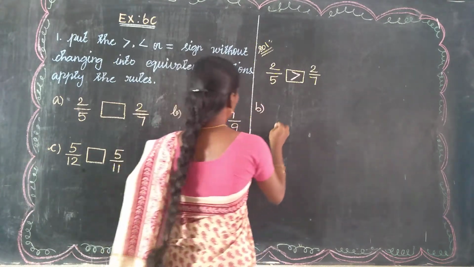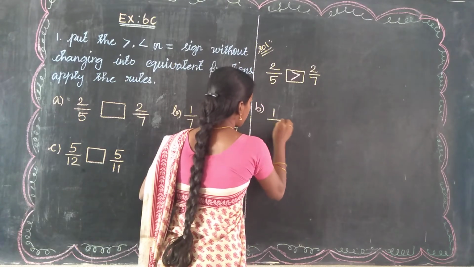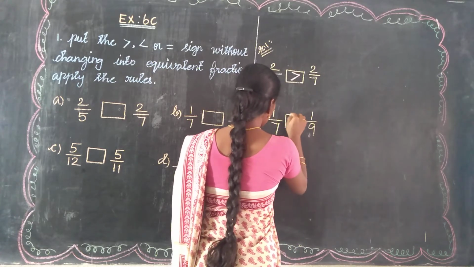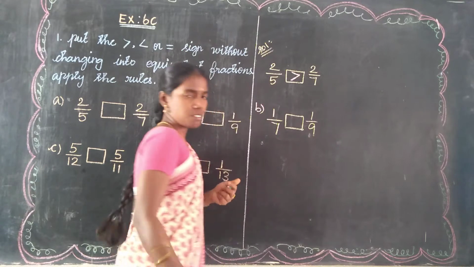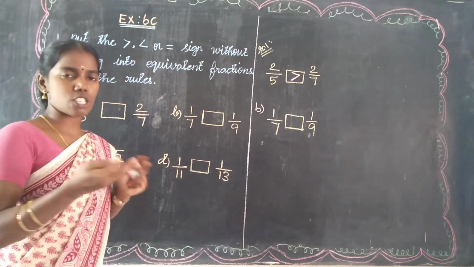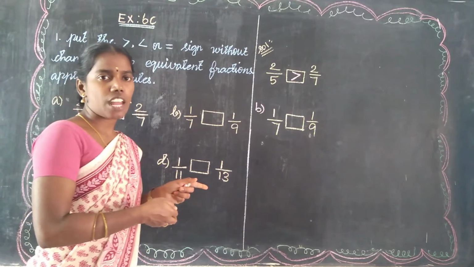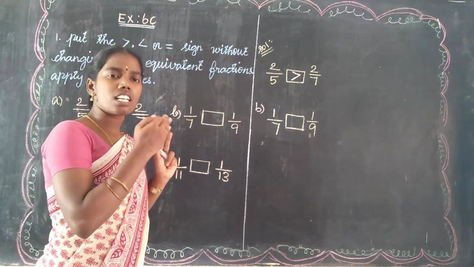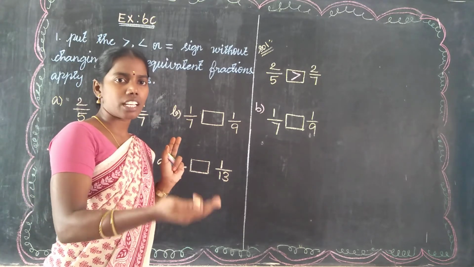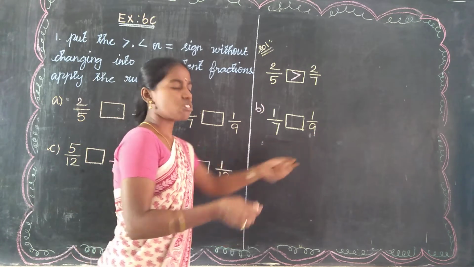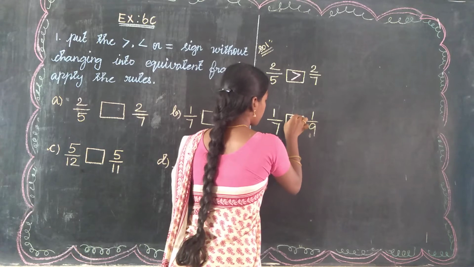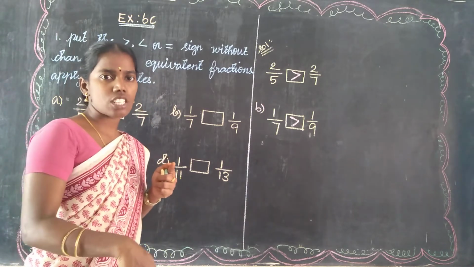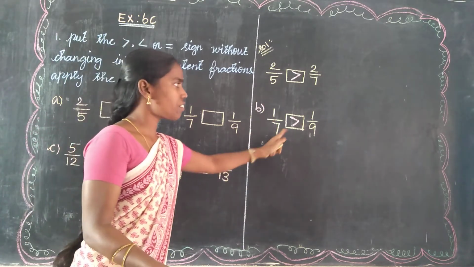Then the B problem: the first fraction is 1 by 7 and the second fraction is 1 by 9. This also has equal numerator values. Next consider the denominator values, 7 and 9. Which one is the greatest? 9 is the greatest single value, but this is a fraction. This is the same procedure: when the denominator is highest, the fraction value is smaller. So 1 by 7 is the greatest value.